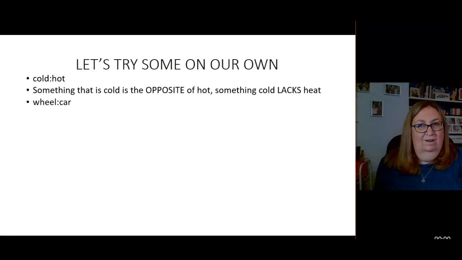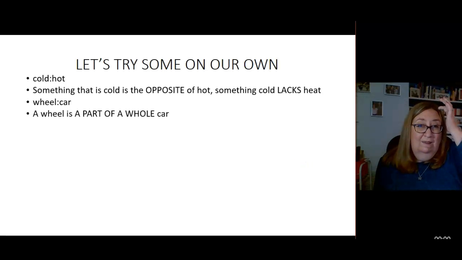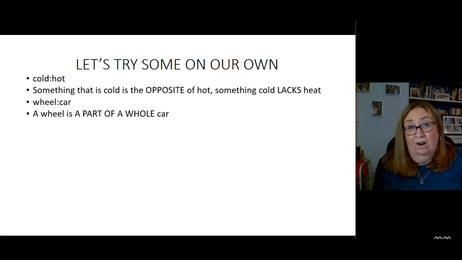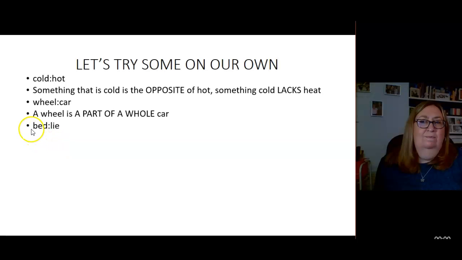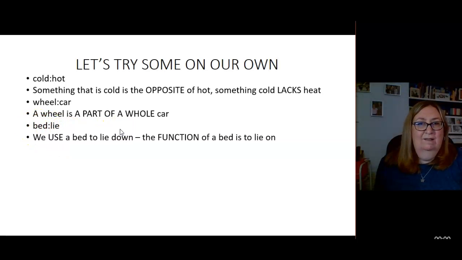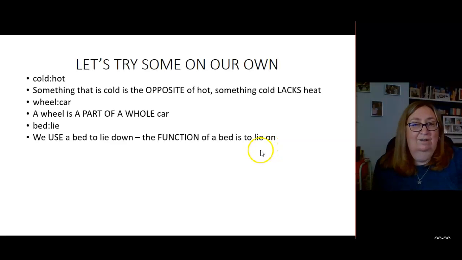Wheel is to car. So one wheel is part of a whole car. So part of a whole is the relationship there. Bed is to lie. Well, the purpose of a bed is to lie down, right? So we use a bed to lie down. So the function or purpose or use of a bed is to lie on.